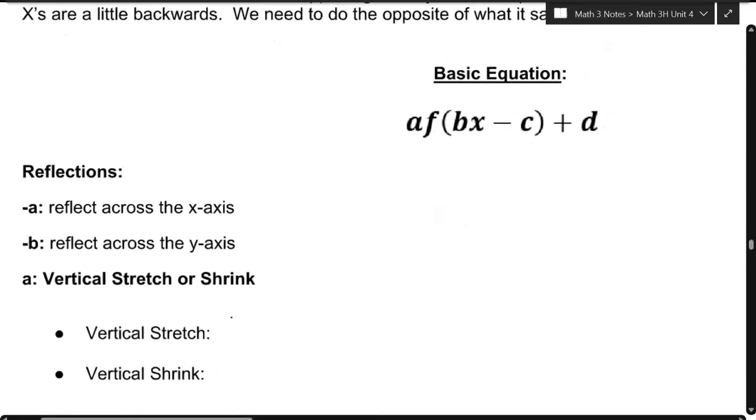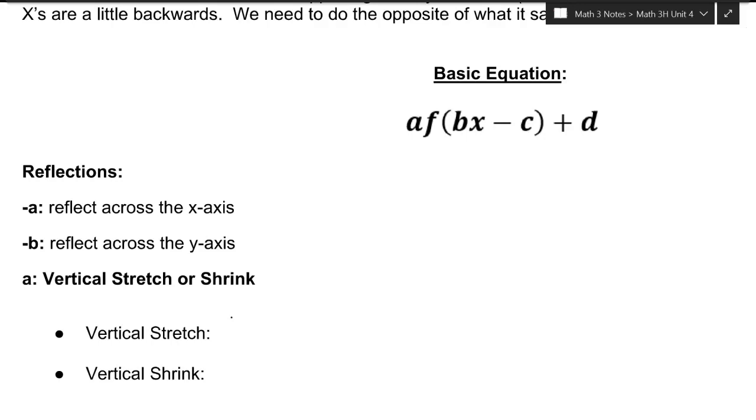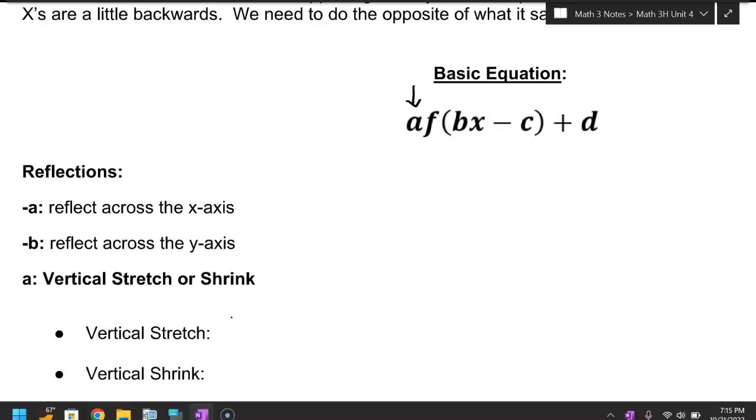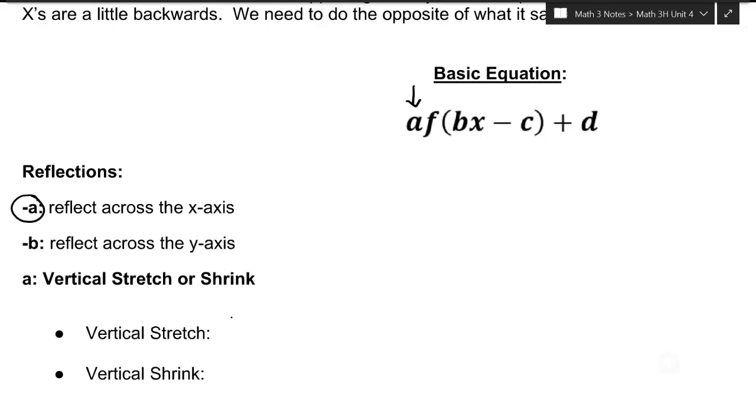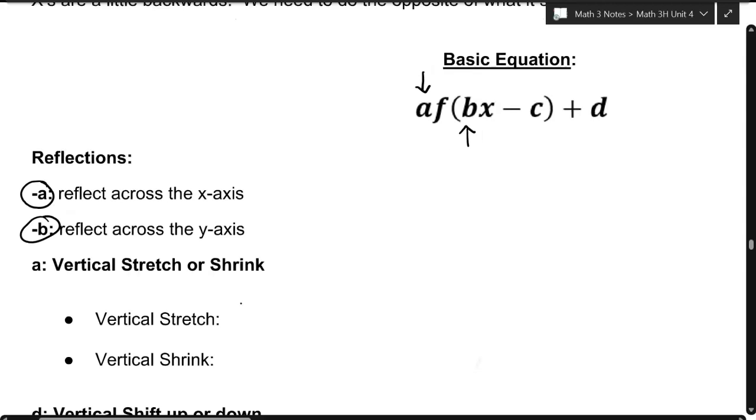This is our basic equation for transformations. We're going to go over each letter and what each of them do. First up, we have reflections. When a is negative, it's going to reflect across the x-axis. If b is negative, it's going to reflect across the y-axis. We'll look at the graphs later and see what that looks like.